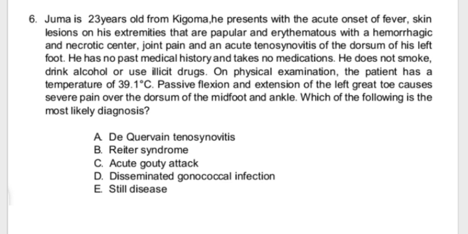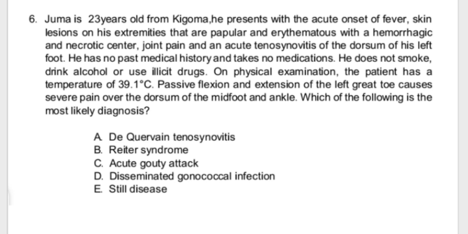Juma is a 23-year-old from Kigoma. He presents with the acute onset of fever, skin lesions on his extremities that are purpuric and erythematous, with a hemorrhagic and necrotic center, joint pain, and an acute tenosynovitis of the dorsum of his left foot. He has no past medical history and takes no medication. He does not smoke, drink alcohol, or use illicit drugs.